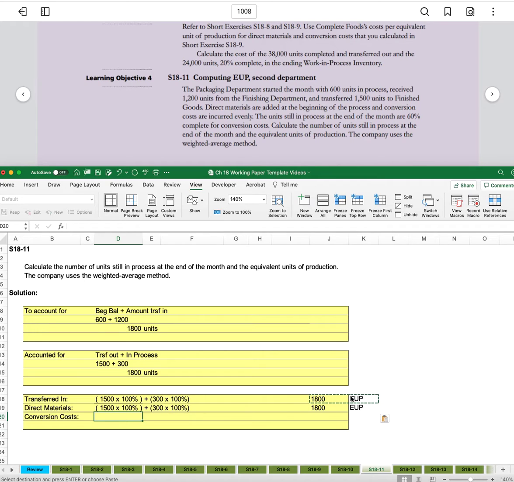And then for conversion, the 1,500 transferred out is at 100% because if they've been transferred out, that means that they're definitely complete and all the conversion costs have already been added. Then for the 300 that are still in process, it told us that they're added evenly throughout the process and they're 60% complete. So we need to multiply that by 60%. And so we'll have 1,500 plus 300 times 60% for 1,680 equivalent units of production.